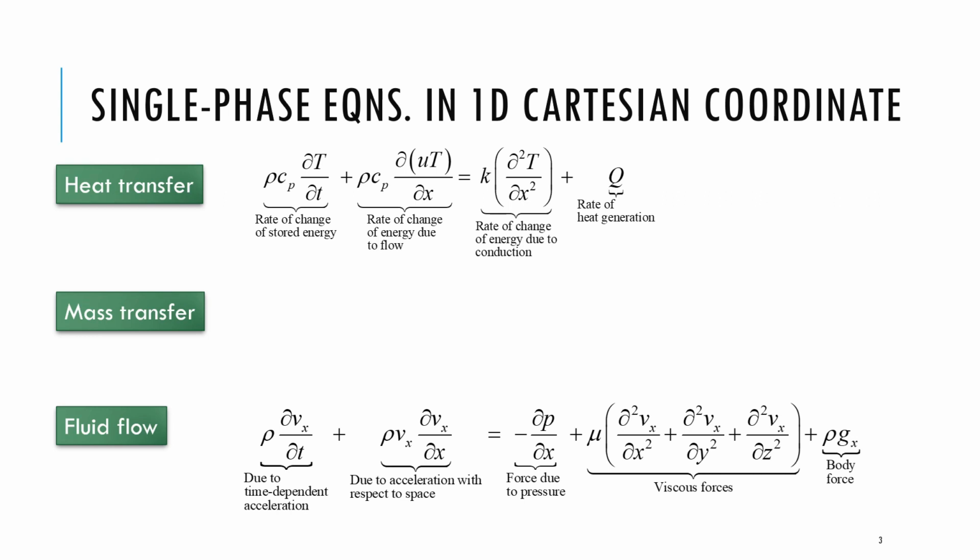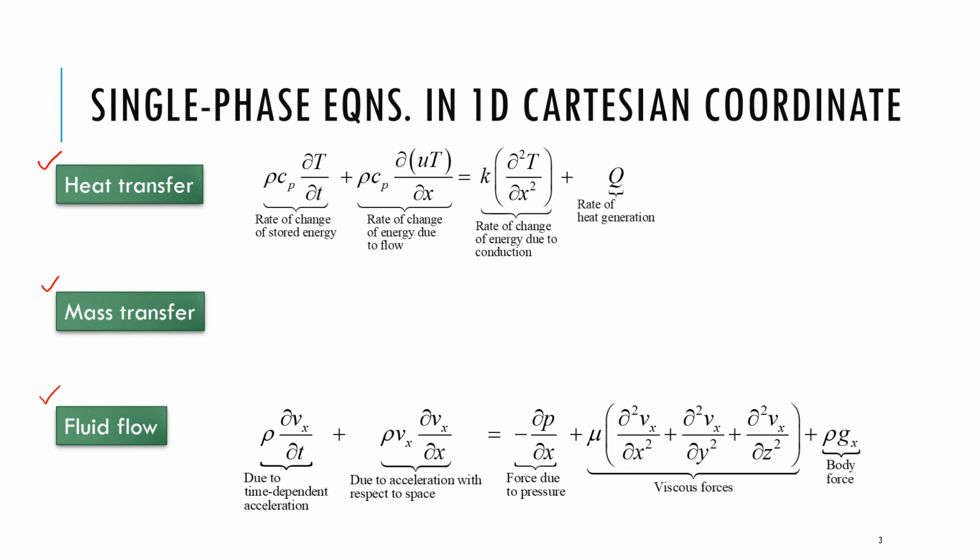The equations here are all statements of some of the most fundamental principles in science. So this one is conservation of energy, this one is conservation of mass, and this one is just Newton's laws of motion applied to fluids, or conservation of momentum. Each of these equations has multiple terms representing different physics.